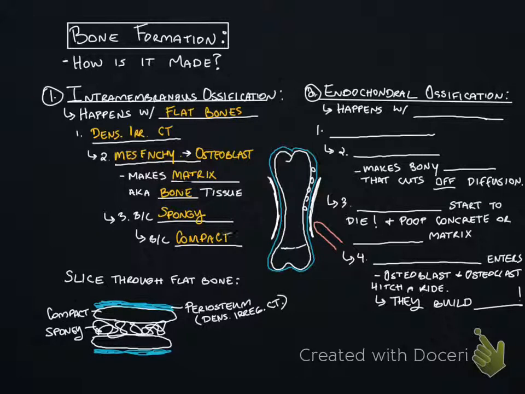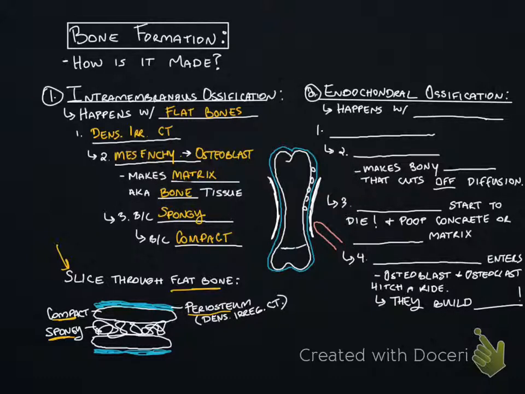And I drew you a little picture down here, a slice through what a flat bone would look like. So we have spongy bone here in the middle, surrounded by compact bone, and that is surrounded by the membrane, the dense irregular connective tissue membrane, the periosteum.